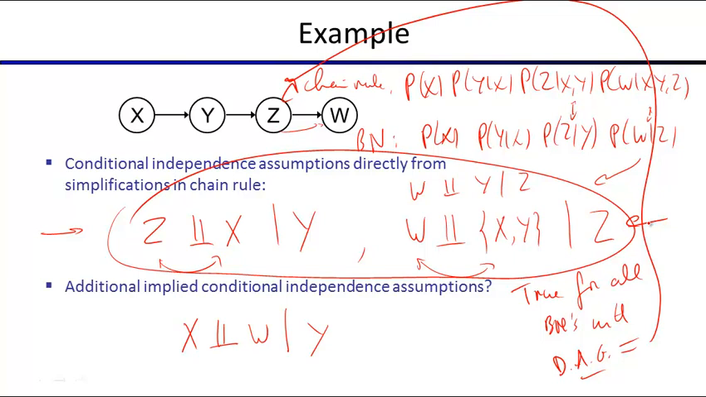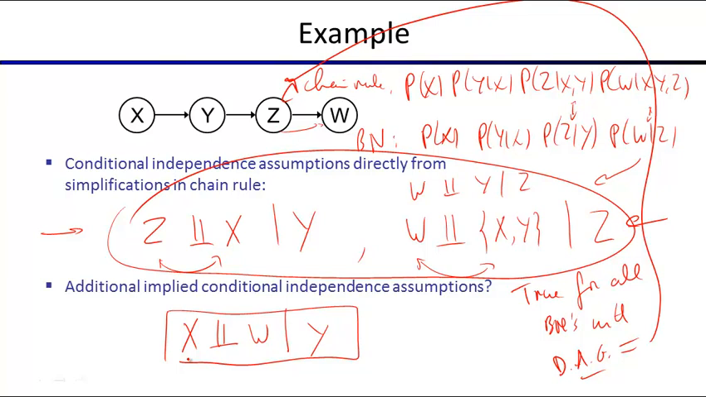Let's think about this one. This is the missing one. X independent of W given Y. It's not listed in the previous two. And it is true for every distribution that you can come up with that has this particular directed acyclic graph as its Bayes net graph structure. Have I proven this to you? No, I have not. I've just stated this to you. I'm going to give you a little bit of intuition why this might be true right now.